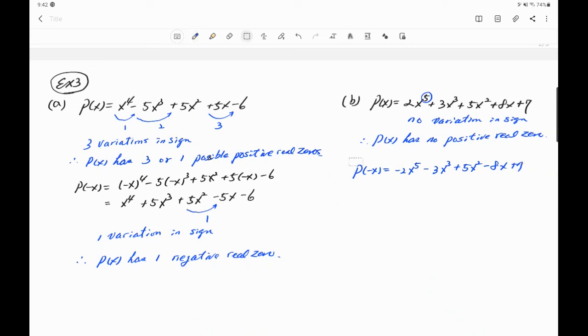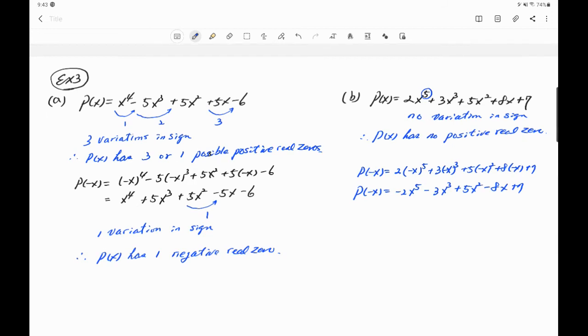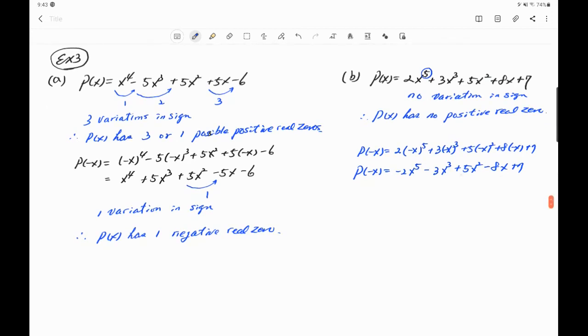All right. If you're not sure, then let me write it again. So we're going to replace x with what? Negative x to the 5th power plus 3 times negative x cubed plus 5 times negative x squared plus 8 times negative x plus 7. Then once we simplify this, it's going to look like this.